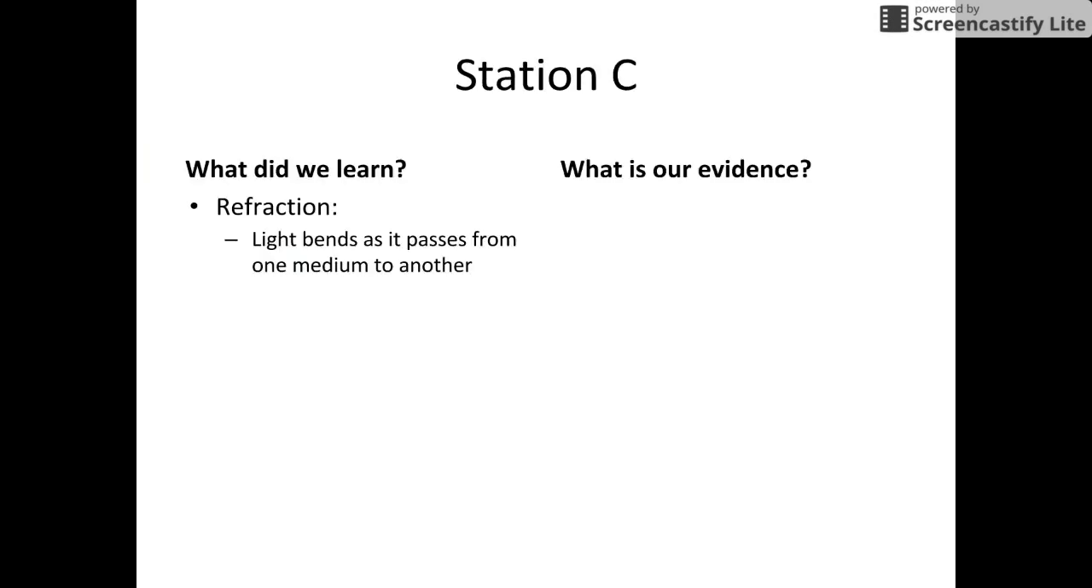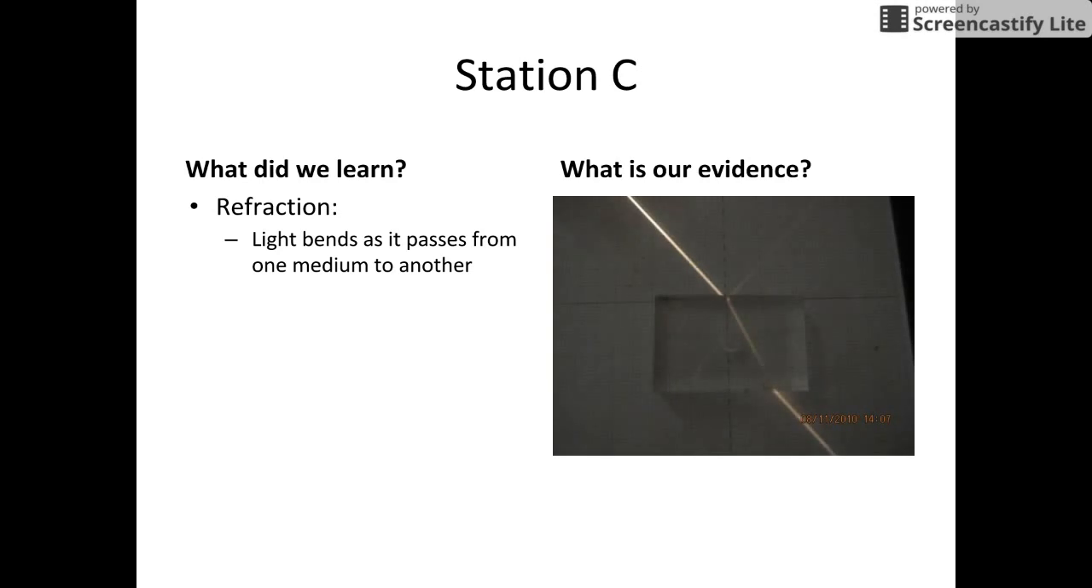Now in Station C, what did we learn there? We learned about refraction. And refraction is when light bends as it passes from one medium to another. We observed this in a lot of things that we saw in the lab. One of the first places we saw refraction was from this block. You notice the beam of light moves in, and as it enters the block, it changes angle slightly. As it travels through the block, it goes in a straight line, but then it changes angle again as it goes from the block to the air. Every time light travels from one medium to another, it changes its angle.